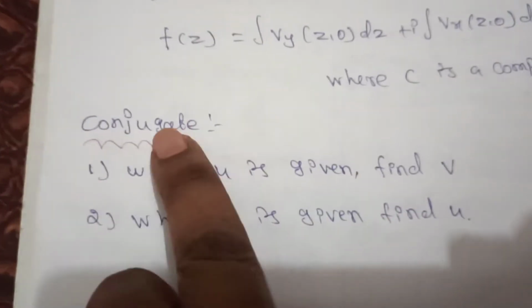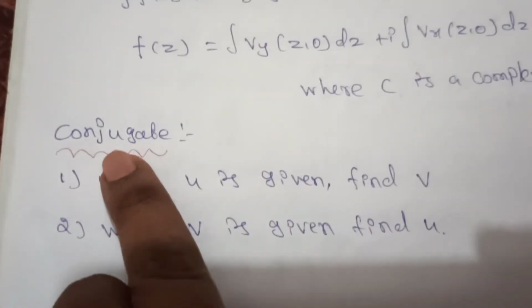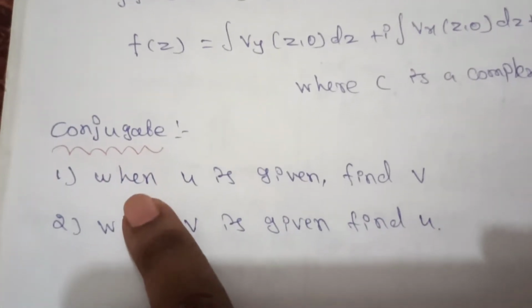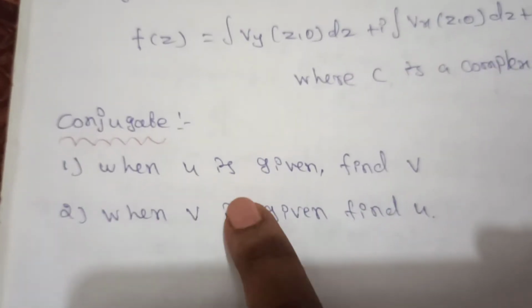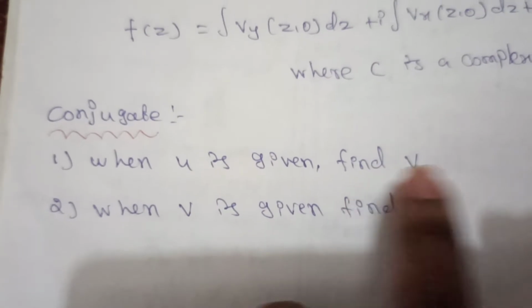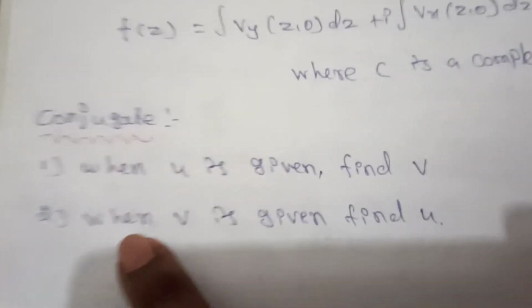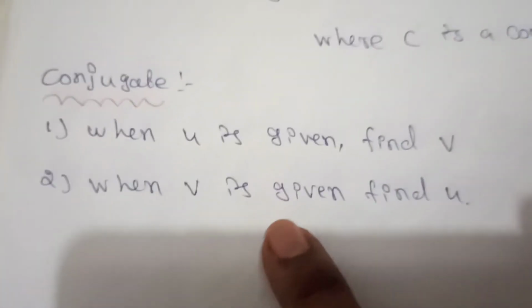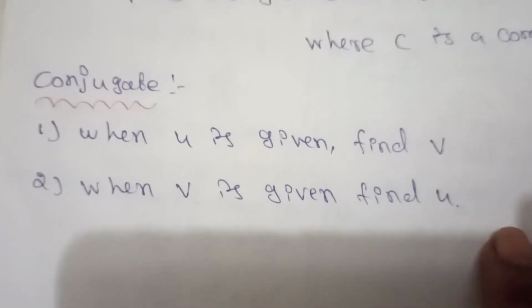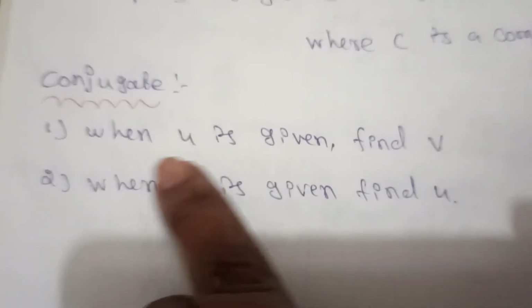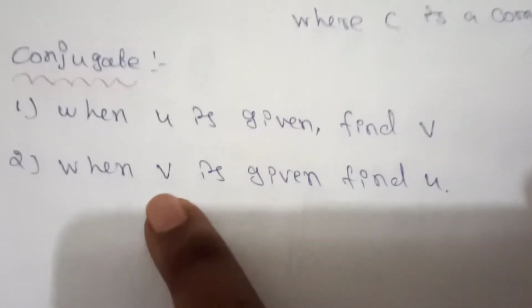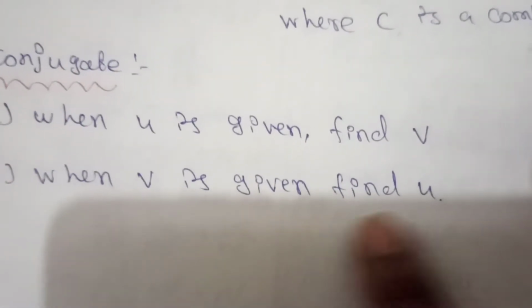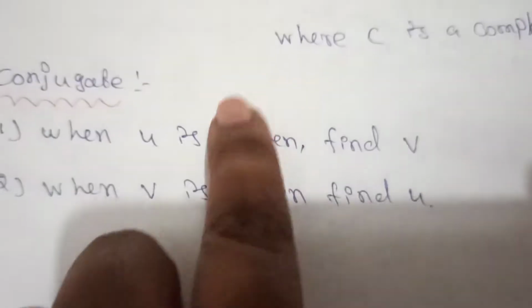Now see the conjugate. Conjugate means there are two conditions. First, when the real part is given, find the imaginary part. And second, when the imaginary part is given, find the real part. That means when u is given, find the v value, and when v is given, find the u value. These two conditions are the conjugate.